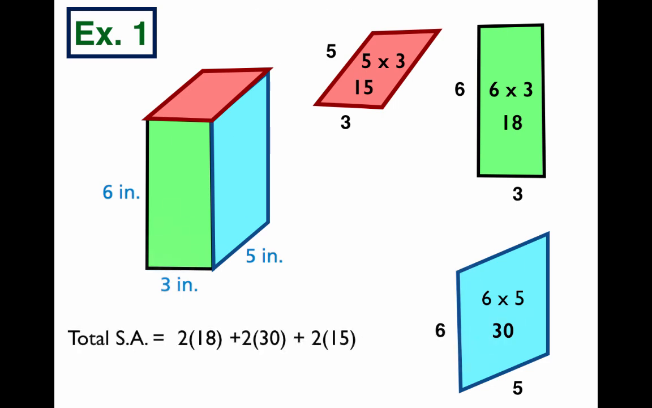So we got 2 times the 18, 2 times the 30, 2 times the 15. We're going to add all of that up. That will be the left and the right, the front and the back, and the top and the bottom. That'll include all faces on this object.